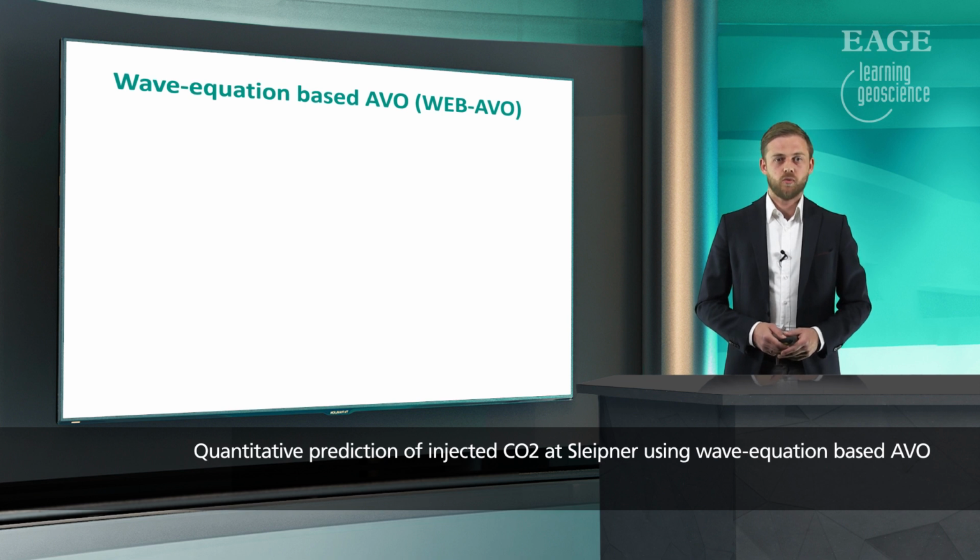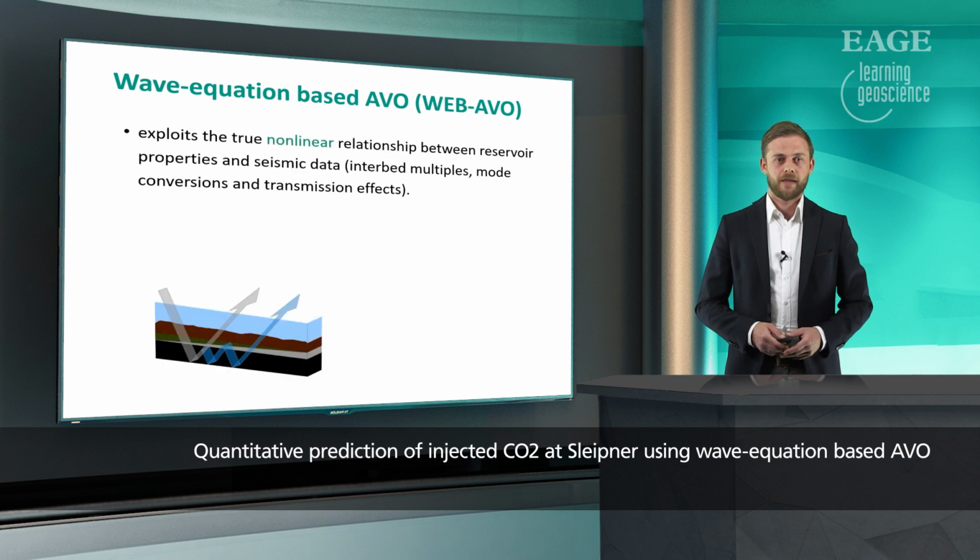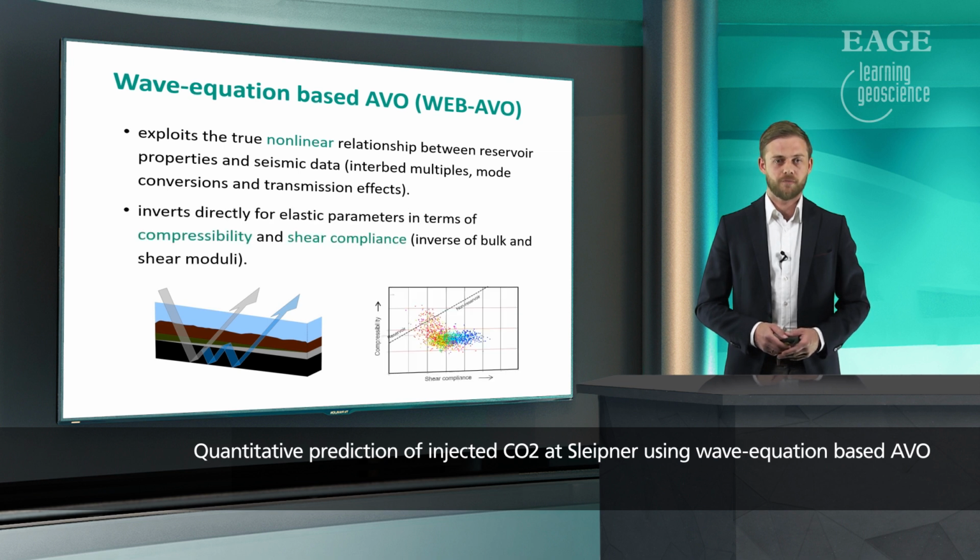So now we get into wave equation-based AVO and the question of why we should use the wave equation when we do AVO inversion. In this presentation, I would like to address 2 main aspects. The first one is that WEB AVO, in contrast to linear AVO, exploits the true nonlinear relationship between reservoir properties and seismic data. While it may sound very mathematical, I'm referring here to properly modeling and using interbed multiples, mode conversions, and transmission effects in the seismic data. Those effects are usually neglected or regarded as noise by linear AVO inversion.